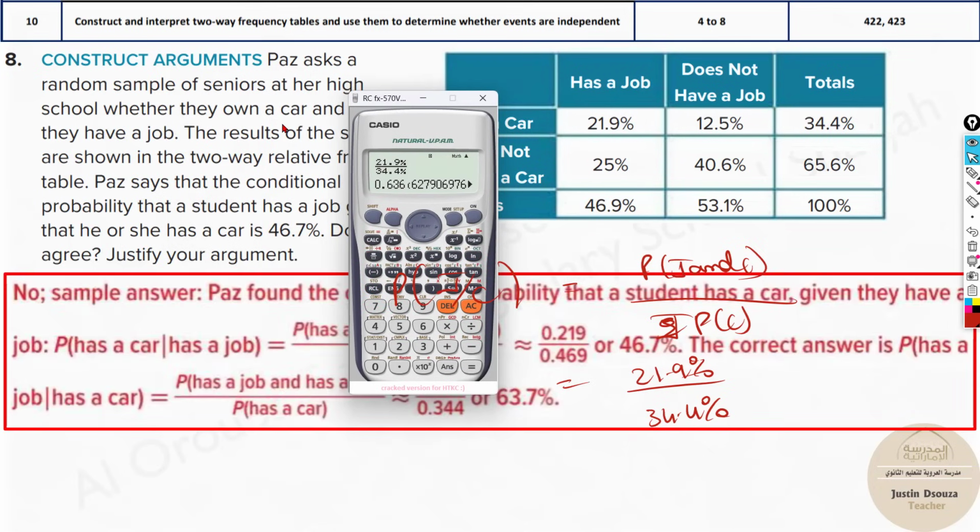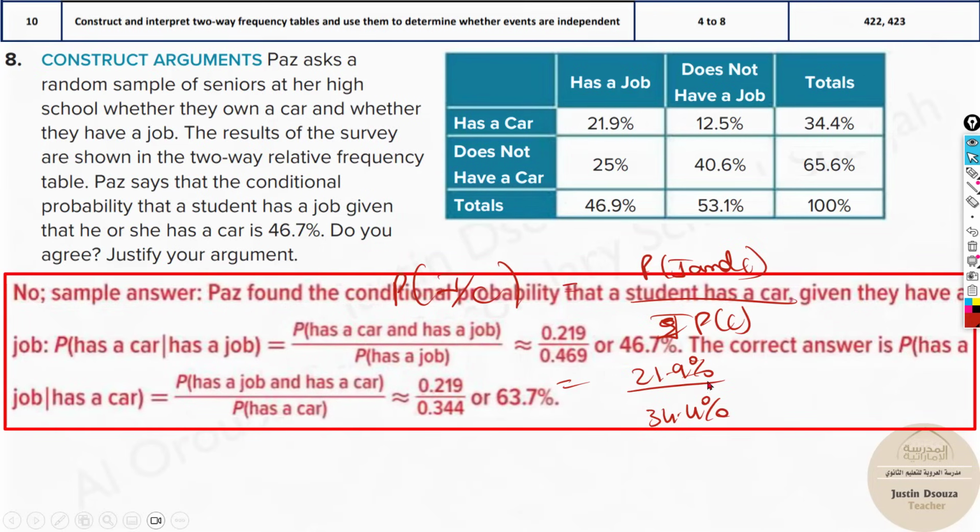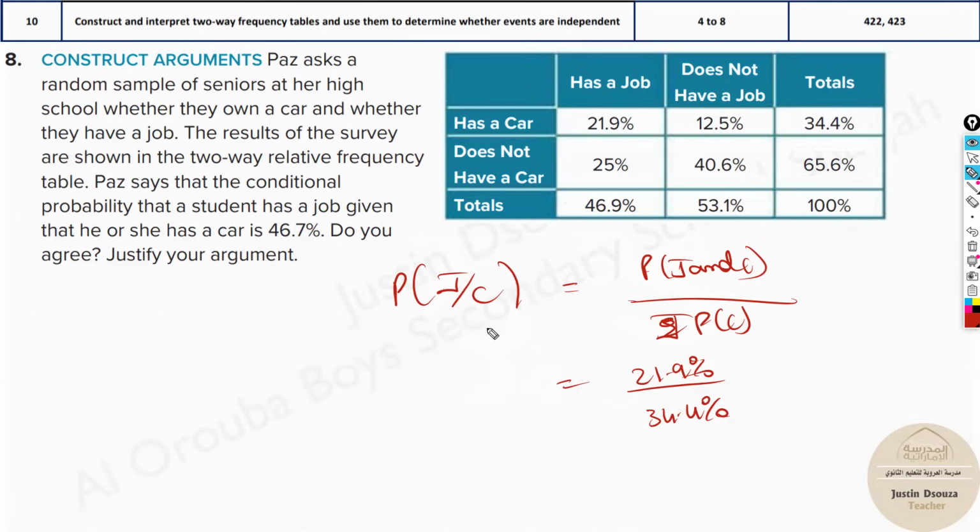It's wrong over here. You can see 63.66, it's 63.7%. You can see over here she has taken the probability of C given J. That means has a car, given that already has a job. So that is the mistake. We will just do this as well. If you take the probability of C given J, that is the probability of J and C, or C and J, it's the same thing, divided by, this is not C, the probability of J. Sorry, it should be the probability of J.